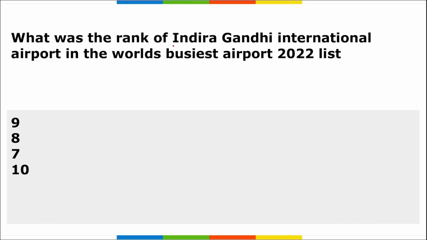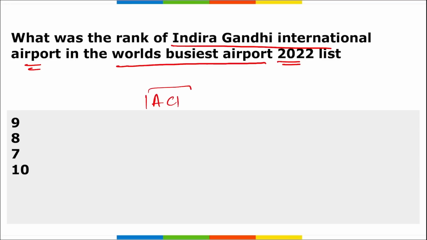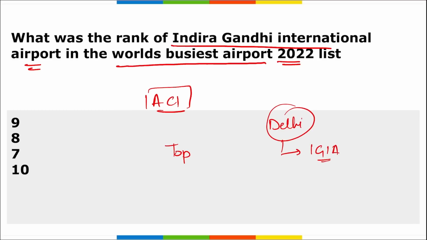Next, what was the rank of Indira Gandhi International Airport in the world's busiest airports 2022 list? Remember, according to ACI, Airports Council International, the list of the top 10 busiest airports worldwide for 2022 has been published, and in this list the airport of Delhi, your Indira Gandhi International Airport, has been ranked on the ninth position. So we know now that on the ninth position is your Indira Gandhi International Airport.